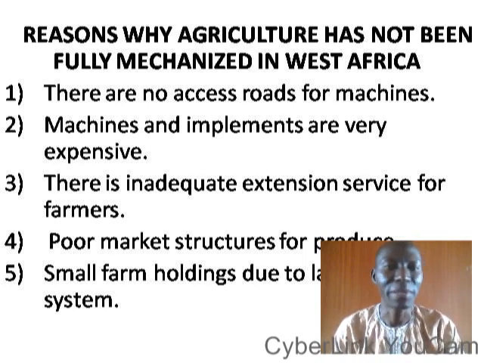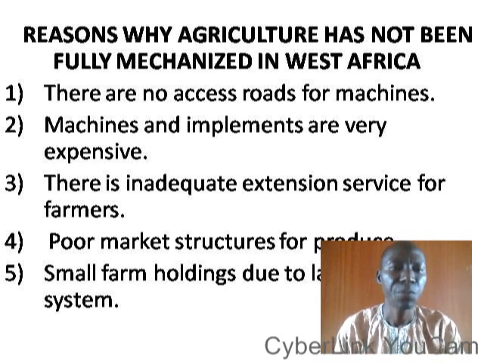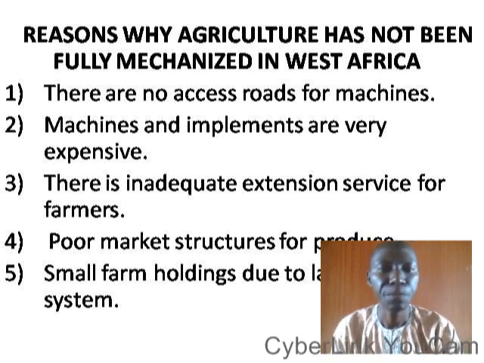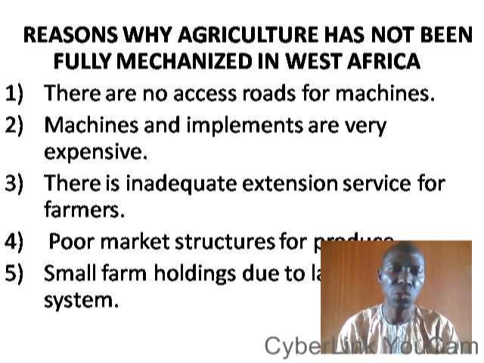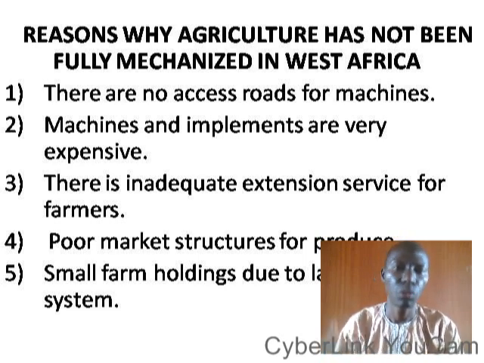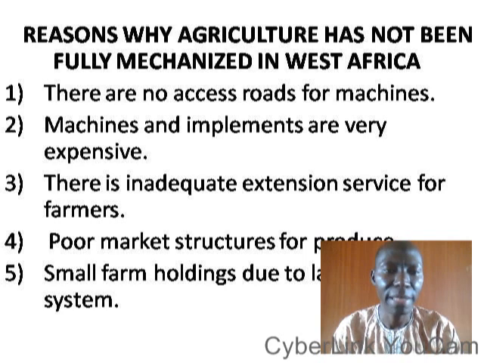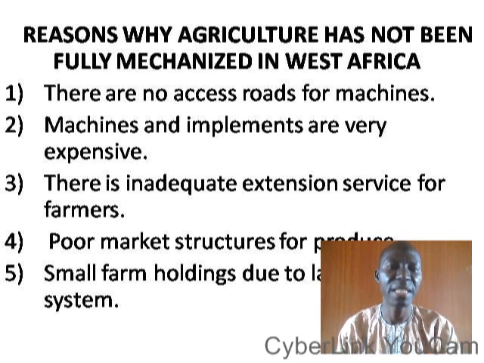Now let us look at reasons why agriculture has not been fully mechanized in West Africa. 1 is that there are no access roads for farm machines. Even if you have large hectares of farmland and you are ready to mechanize the farm, it is very difficult to see good roads that the machines will ply and find their way to the farm. Number 2, machines and implements are very expensive. So for farmers to acquire farm machines, they need a lot of money.